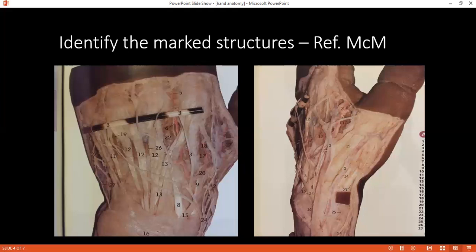By Allen's test. Very good. How would you do that? I ask the patient to make a fist with complete flexion of his hand for 30 seconds. Then I will make compression on the ulnar and radial arteries, for another 30 seconds.